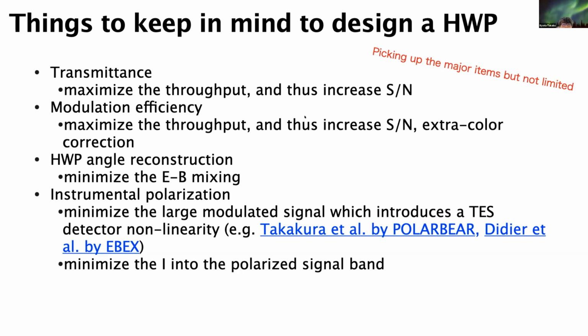We also need to rotate the half-wave plate to modulate the signal, but the uncertainty in the half-wave plate angle reconstruction leads to E-to-B mixing. So we also need to minimize this uncertainty. And there are reports about the instrumental polarization, which is the conversion from unpolarized to polarized light. The instrumental polarization introduces a detector nonlinearity effect, so we also need to minimize the leakage from I to P.